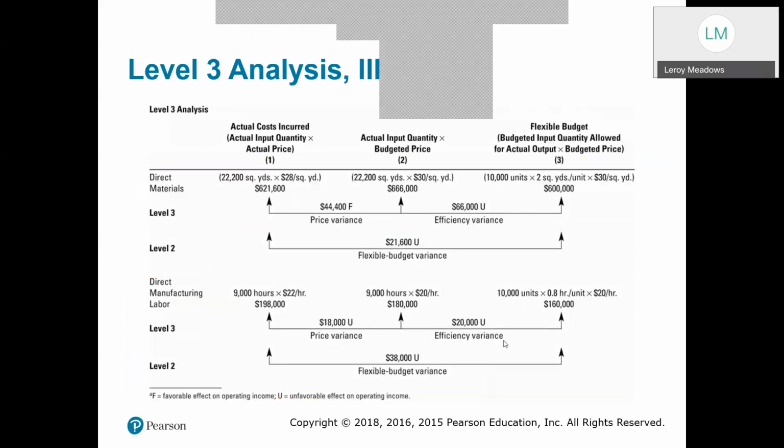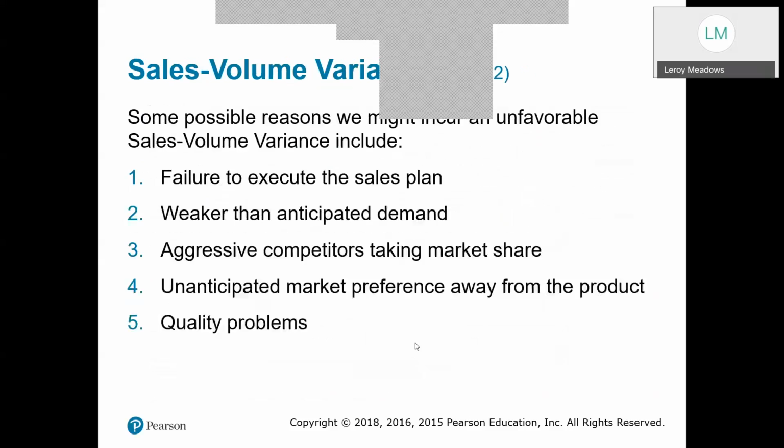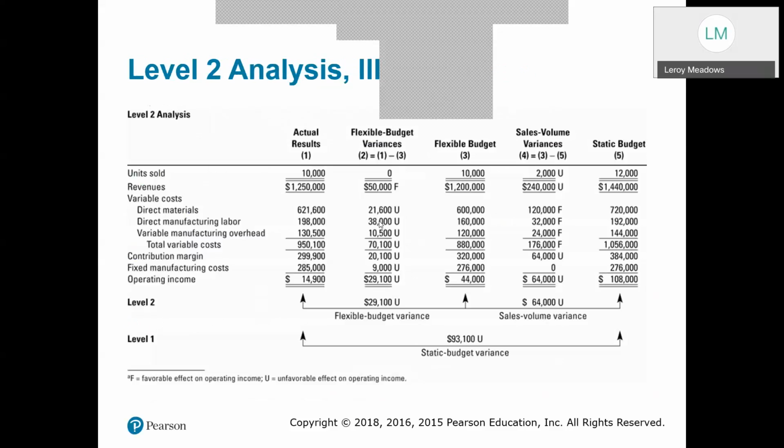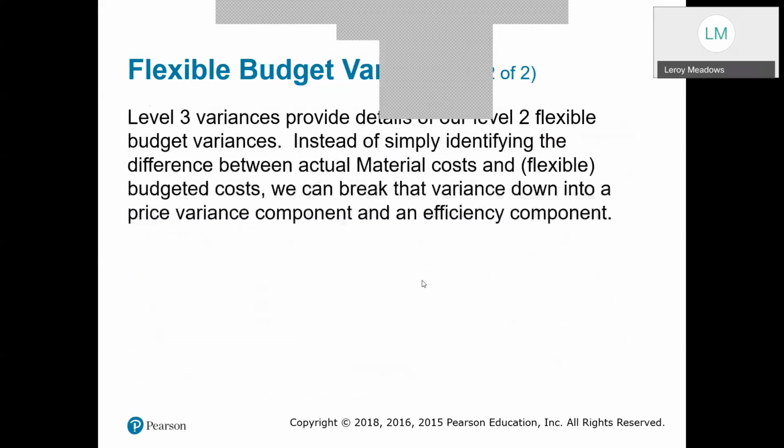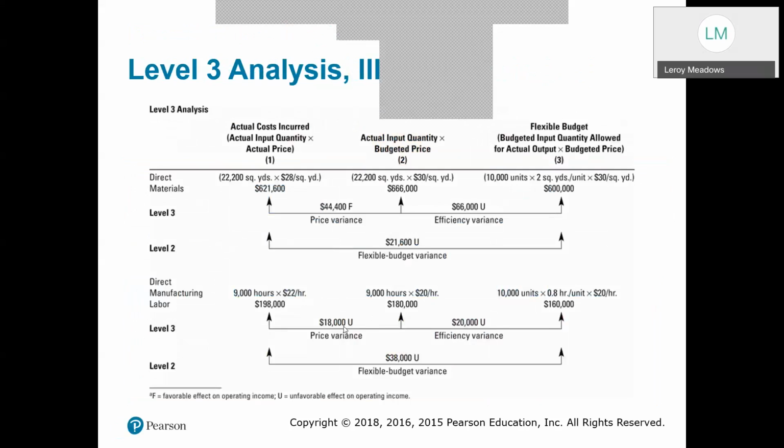Then we have our efficiency variance here of $20,000, which is the difference between our actual input quantity times budgeted price, and our flexible budget dollar amount of $160,000. Now, altogether, my flexible budget variance for direct labor was what? It was $38,000 unfavorable. Now we've isolated that and found out why. $18,000 of it was due to spending more per hour of direct labor. While this $20,000 here says we used $20,000 more of direct labor.